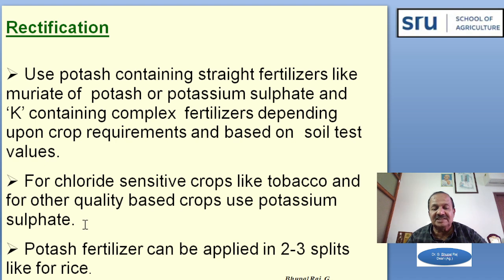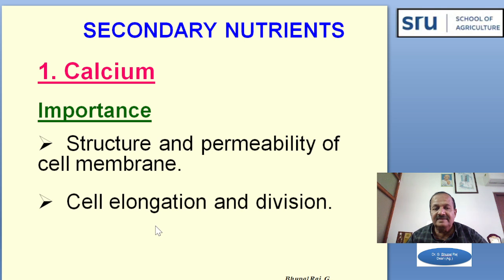Potassium fertilizer, unlike phosphorus fertilizers and like nitrogen fertilizer, we have to apply in 2 to 3 splits depending upon the crop. For example, in the paddy crop, we have to apply it in 2 to 3 splits: some portion as basal and some other portion during the grain filling time.